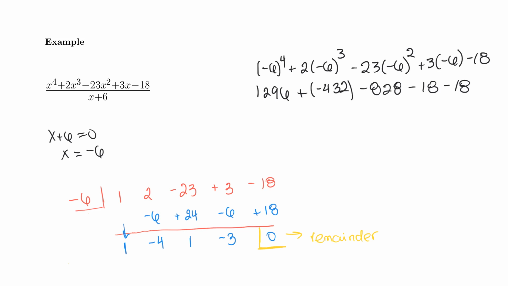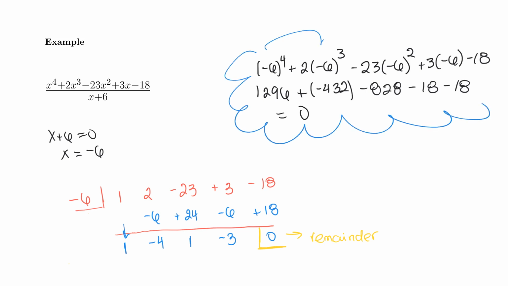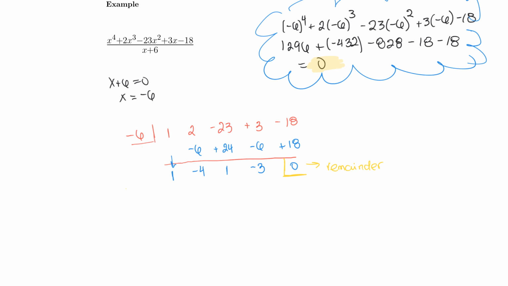Okay, now let's solve this. We have that a total of 0. If you don't believe me, I invite you to put all these numbers into your calculator and check my calculations. So by this polynomial being equal to 0, it means that minus 6 is a root of this polynomial.